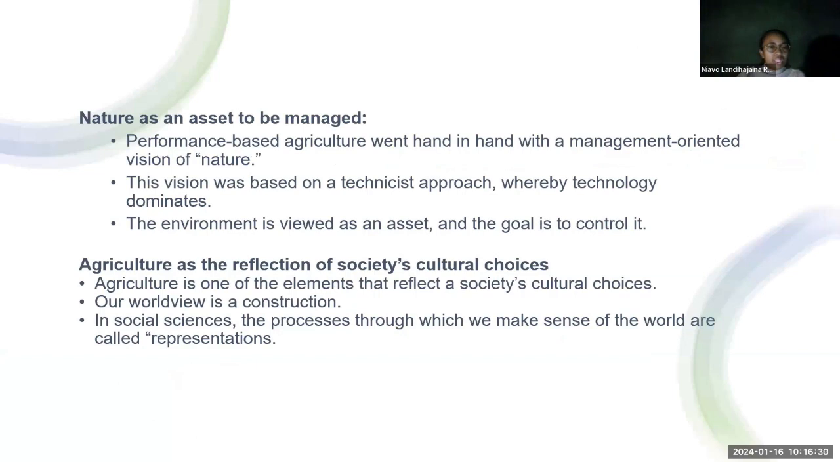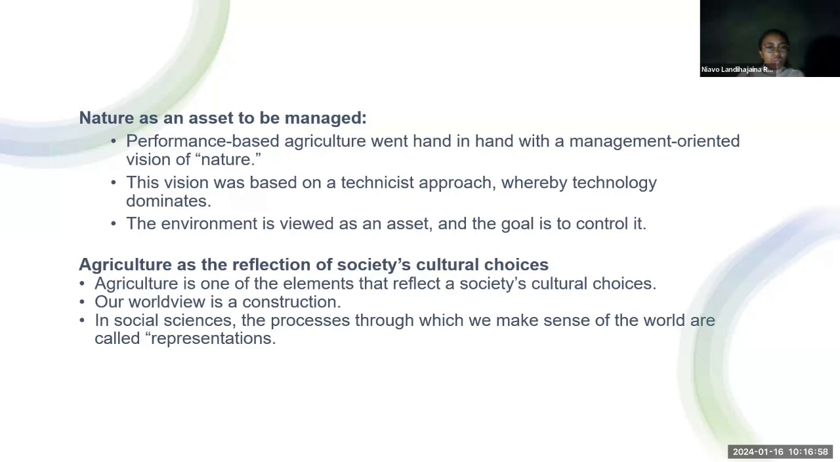Nature as an asset to be managed. We cannot practice agroecology when hand in hand with a management-oriented vision of nature. The vision was based on a technicist approach whereby technology dominates. The environment is viewed as an asset and the goal is to control it.